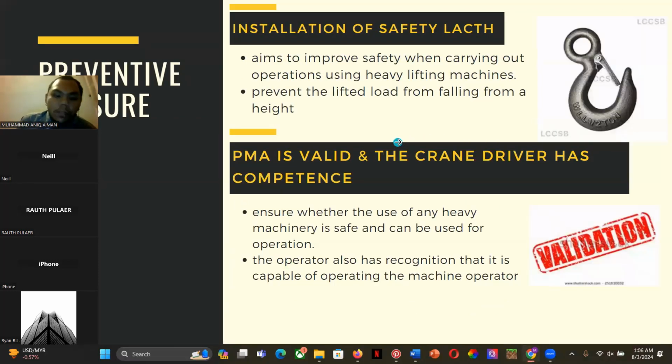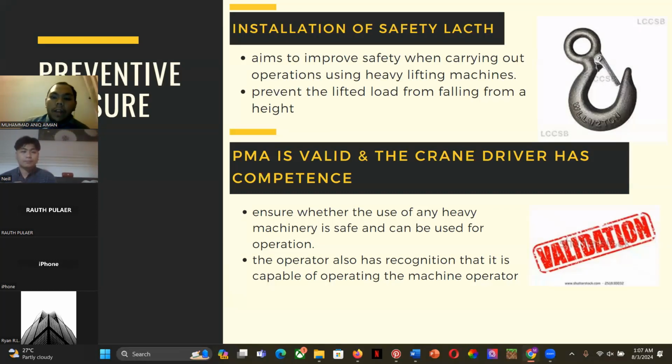Four is installation of safety latch. So as you can see, this safety latch aims to improve safety when carrying out operations using heavy lifting machines, which is a crane, and prevent the lifted load from falling from a height and causing an accident.